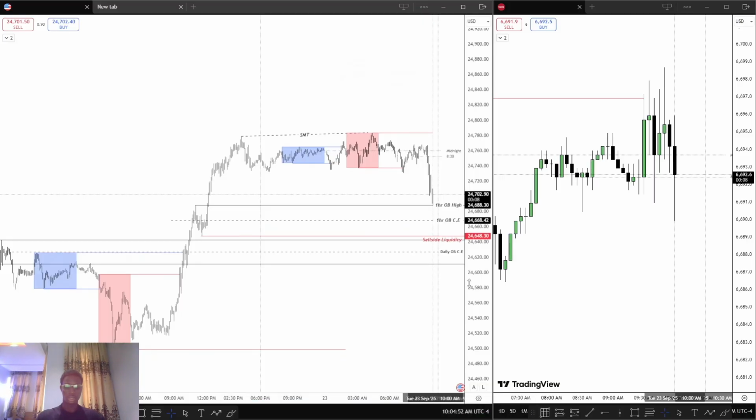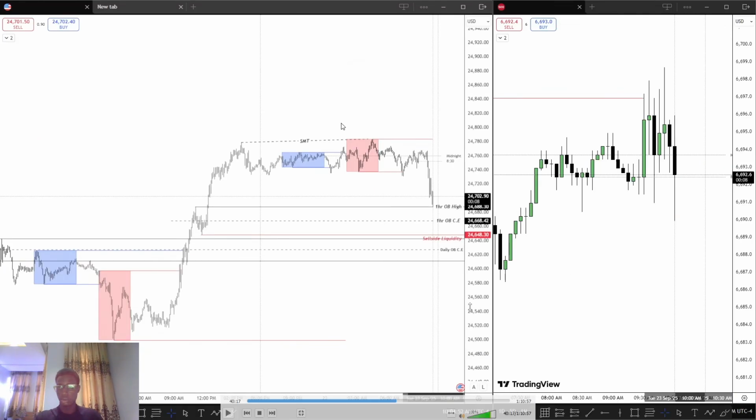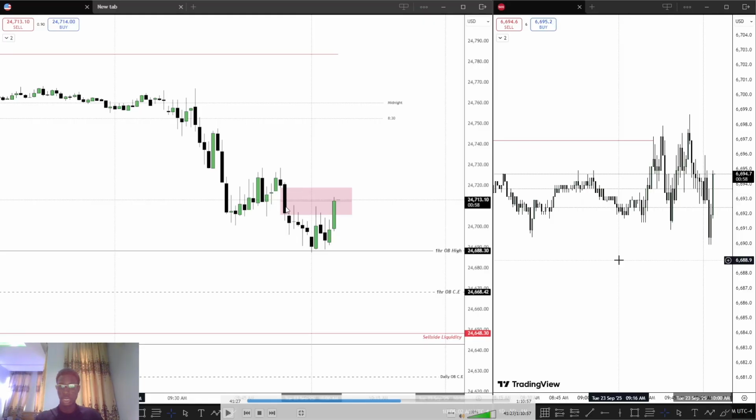As you can see here, we already had the daily SMT at those highs. NASDAQ took out previous highs, but we didn't take it out on the S&P 500 at that time. Let's just keep pushing it forward, and we can see here we have this 1 minute bearish fair value gap. But on the S&P 500, we've already taken out these lows.